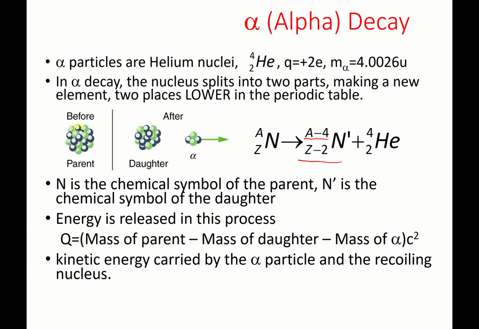So we're going to release energy in this process because the alpha particle is going to go flying off with some energy. And that kinetic energy is going to be equal to the energy that's released, which we can calculate by the mass of the parent minus the mass of the daughter minus the mass of the alpha, and then times c squared.